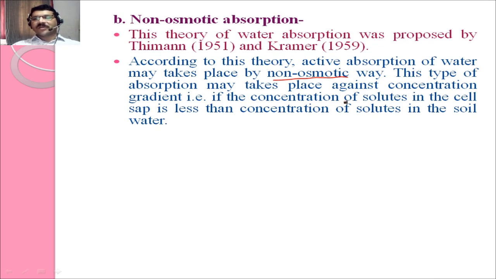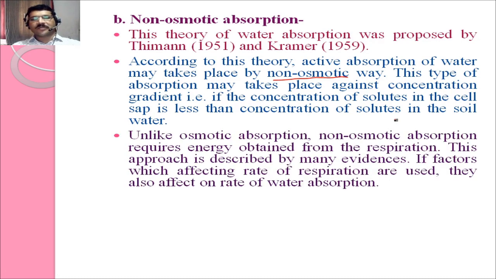That is, the concentration of solute in the cell sap is less than the concentration of solute in the soil water. So it is totally against osmotic absorption. Unlike osmotic absorption, non-osmotic absorption requires energy which is obtained from respiration. We have discussed that for osmotic absorption of water there is no requirement of energy, but for non-osmotic absorption of water it requires energy, and that energy is obtained from respiration.